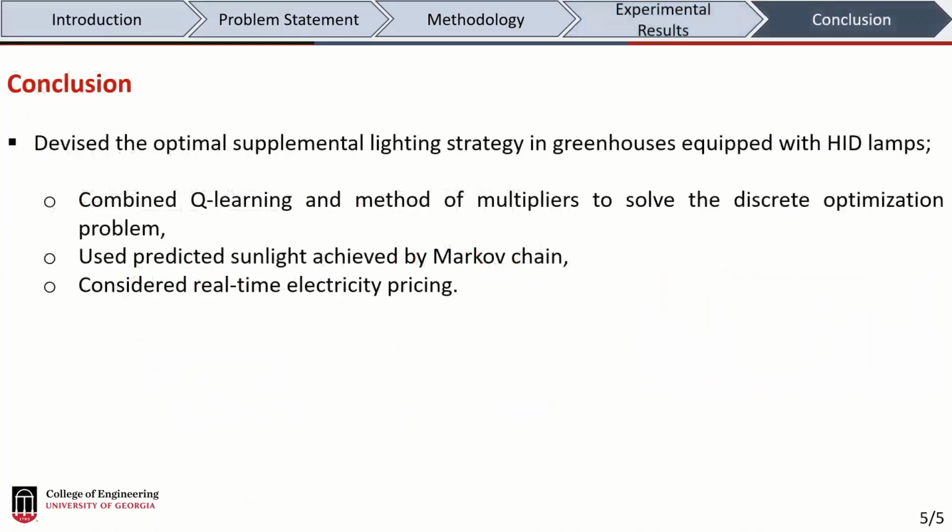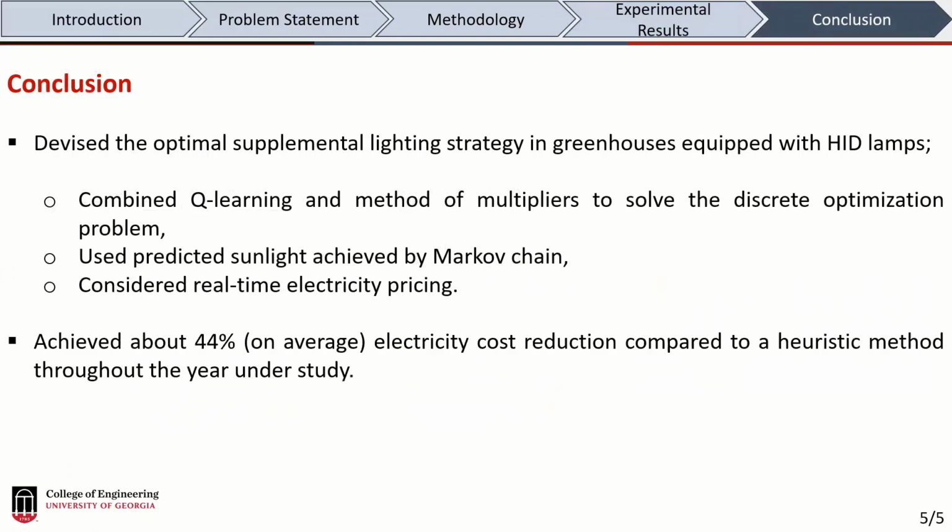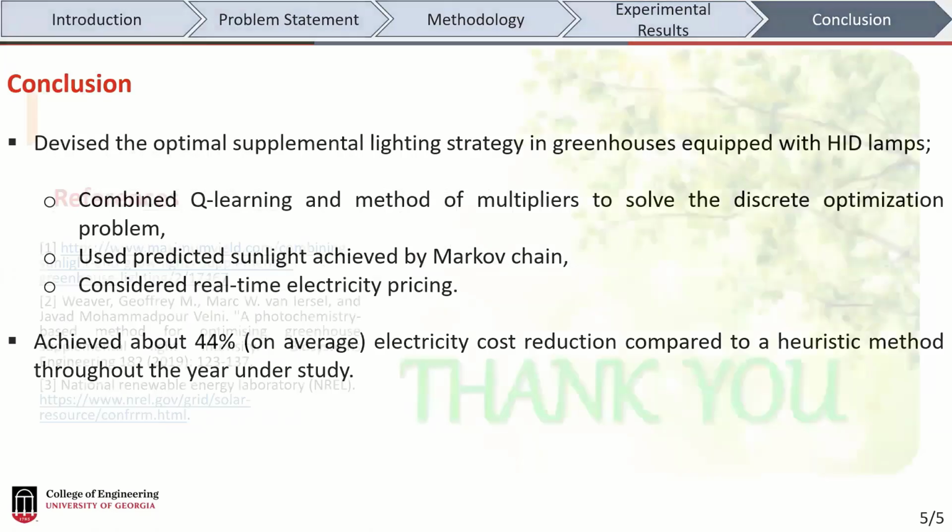In this paper, a new strategy was developed to find optimal HID lighting in greenhouses through combining Q-learning and method of multipliers. The proposed approach showed a significant cost reduction compared to the heuristic method.